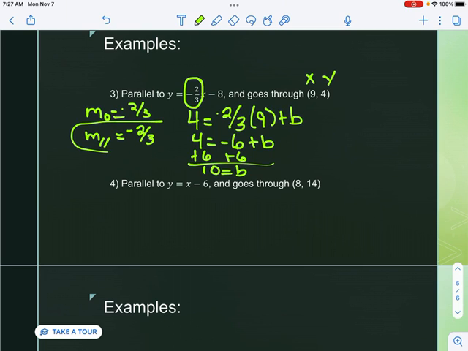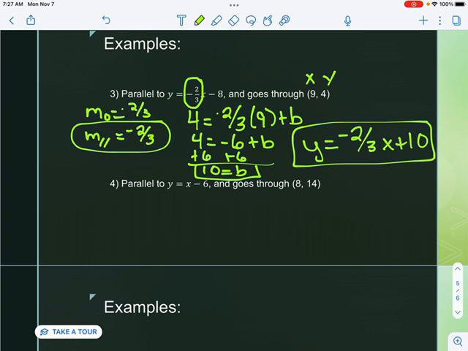So now I take my slope, I take my y-intercept, and I write it into my equation, negative 2/3 x plus 10. Okay, let's try this next one.